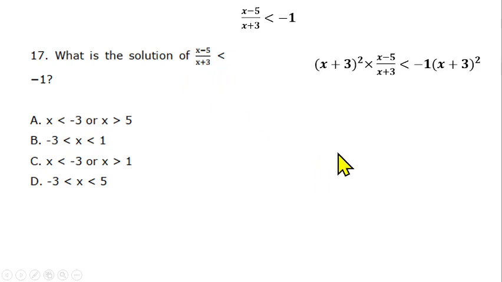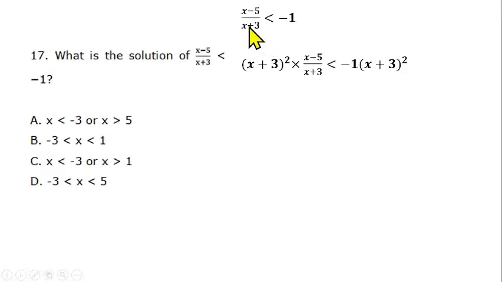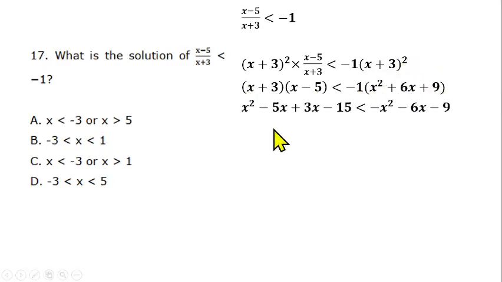The square of the denominator is s plus 3 squared. So I multiply this side by s plus 3 squared, and I multiply this side also by s plus 3 squared. Then from there, s plus 3 will take care of one of these. So you have s plus 3 into s minus 5 left, less than minus 1. Open this bracket, you have s squared plus 6s plus 9. Expand this one as well: s squared minus 5s plus 3s minus 15 less than minus 1. Open the bracket, you have minus s squared minus 6s minus 9.